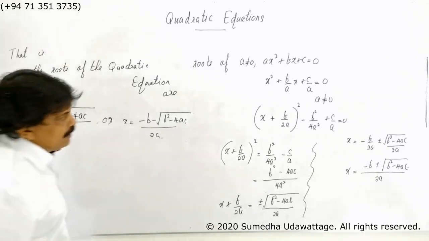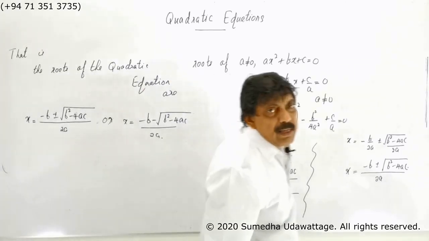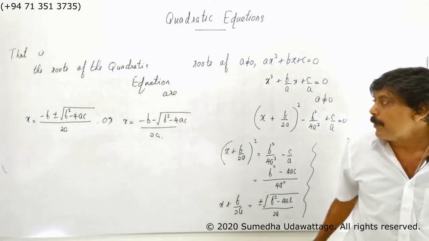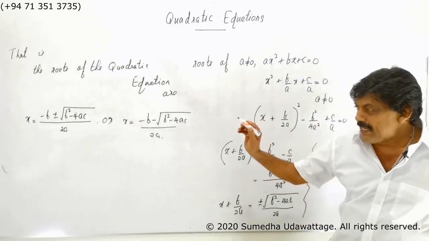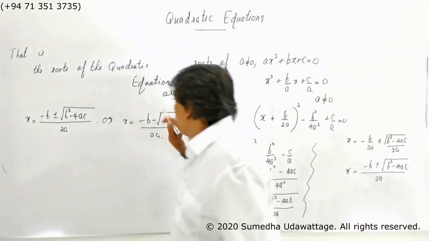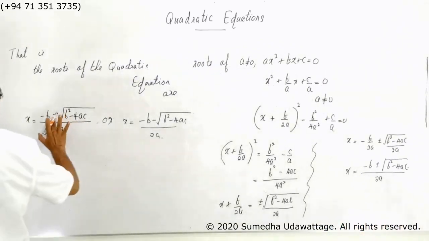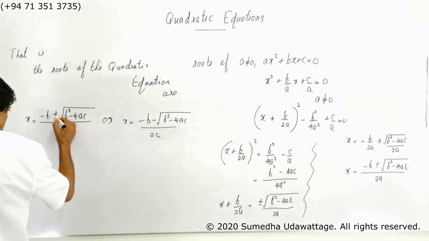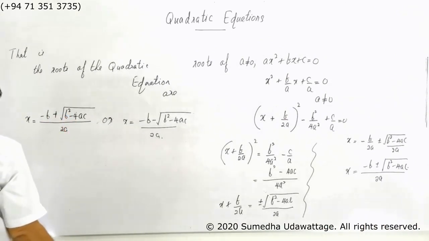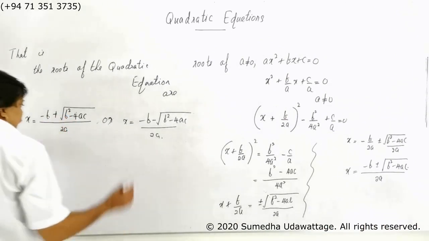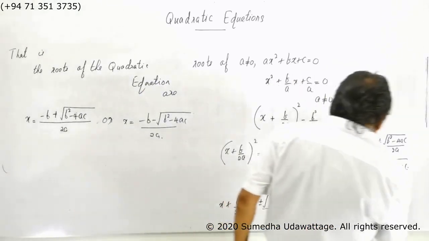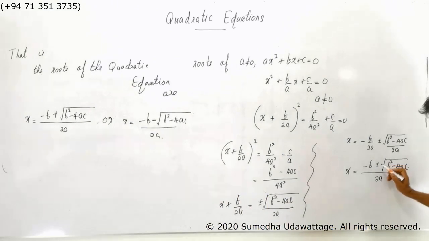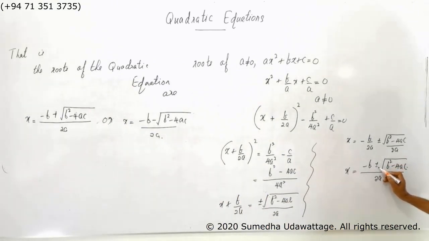The roots of the quadratic equation ax square plus bx plus c equal to 0 are x is equal to minus b plus square root b square minus 4ac divided by 2a, and minus b minus square root b square minus 4ac divided by 2a. Out of this plus or minus, you took the plus first and the minus next.